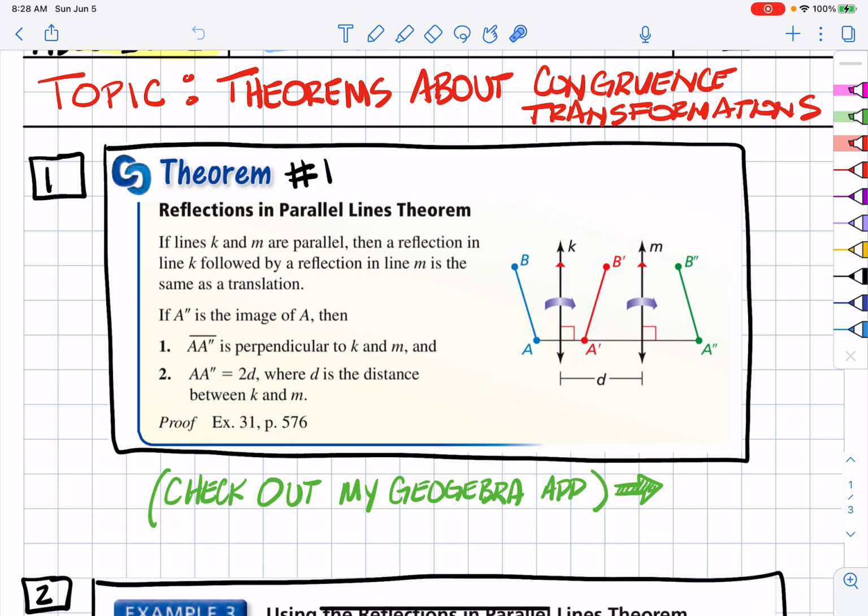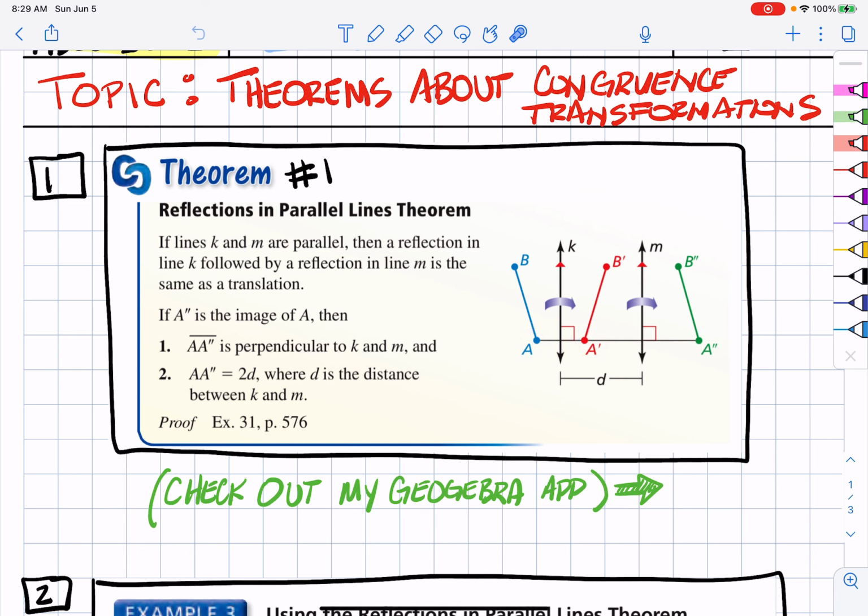Then let's say I have another line, M, and K and M are parallel to each other, and we know they're parallel because they have the little red triangles. And notice that they're perpendicular to each other down here. So therefore, if I reflect B over K, I would get B prime. And then if I reflect B prime over M, I would get B double prime. Okay, same thing works for A to A prime and then A double prime.